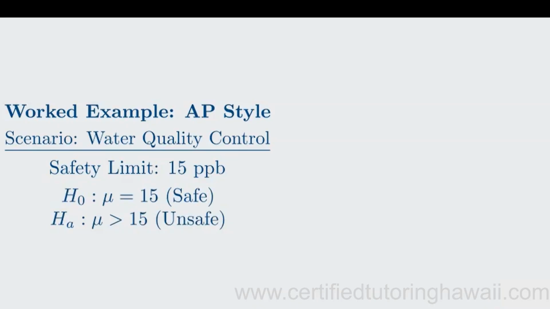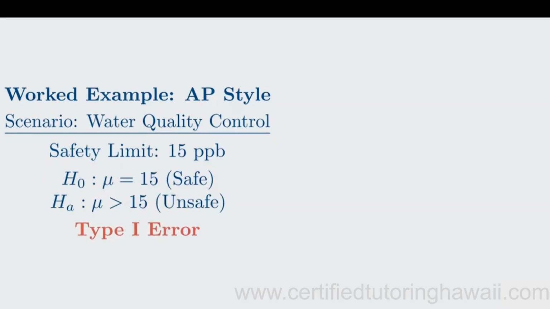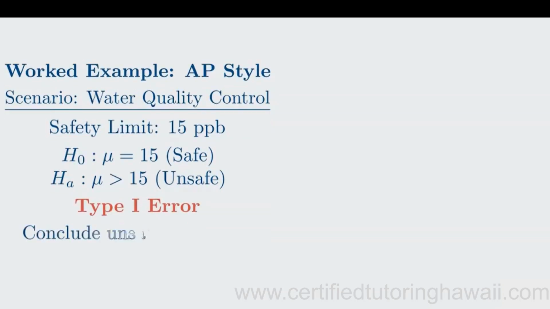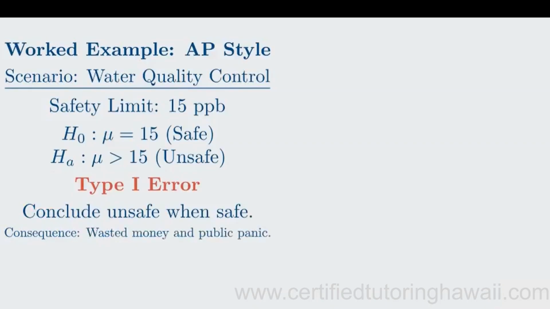The alternative is that mu is greater than 15, meaning the water is unsafe. First, let's identify the type 1 error and its consequence. A type 1 error occurs when we conclude the water is unsafe, rejecting the null when it is actually safe. What would happen? The city spends thousands of dollars on unnecessary treatment, chemicals, and causes public panic for no reason.